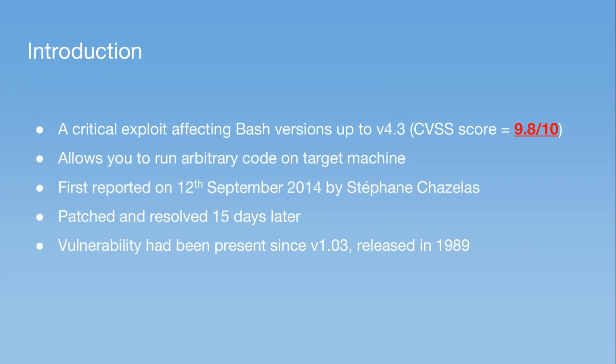So that's pretty severe. And it's such a high score because the vulnerability allows you to run pretty much arbitrary code on the target machine. This vulnerability was first reported on the 12th of September 2014 by Stefan Chazelas and was patched and resolved 15 days later. But the interesting thing is that the vulnerability had been present in Bash since version 1.03, which was released way back in 1989. So it took 25 years for somebody to notice this vulnerability.